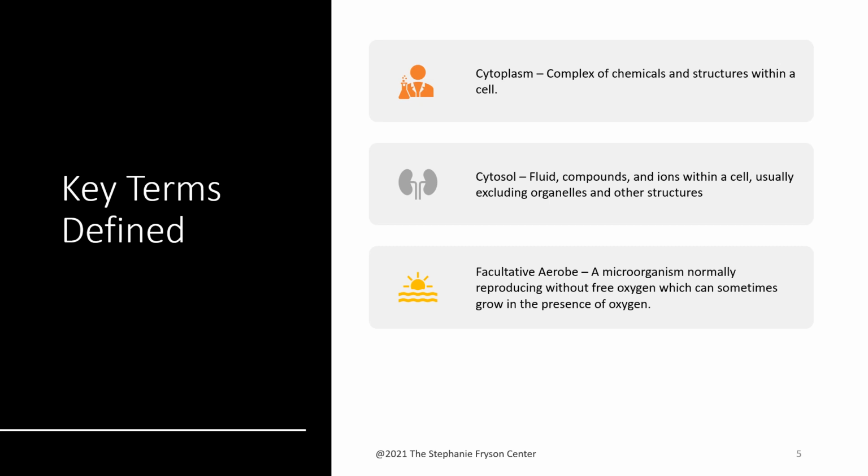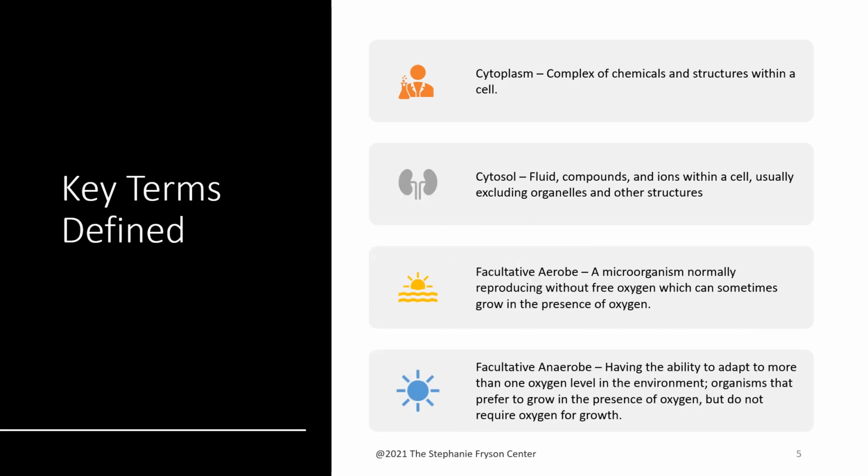I will stop here and say this about cytoplasm and cytosol. Those are two terms that sometimes get confused, but they are not exactly the same. So cytoplasm is the chemicals and structures within a cell, and cytosol is actually fluid, pretty much compounds and ions within a cell. So they're in there, but it's more the fluid. Sometimes people interchange those two, so just be aware of that.